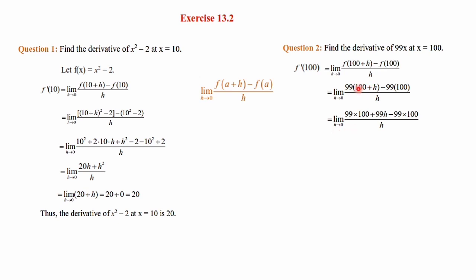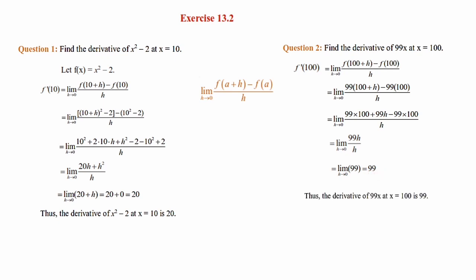Remove the bracket. 99 into 100 plus 99 into h minus 99 into 100. And here again plus 99 into 100 minus 99 into 100, we can cancel. So limit h tends to 0, 99h divided by h. Here also h and h can be cancelled. So limit h tends to 0, 99 will be getting. It is a constant, so directly we can write the answer. Limit h tends to 0, 99 is equal to 99.